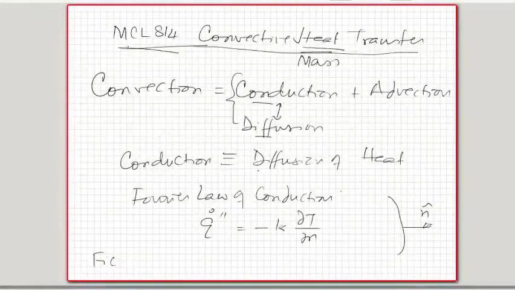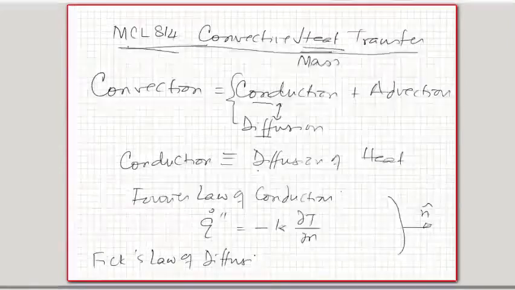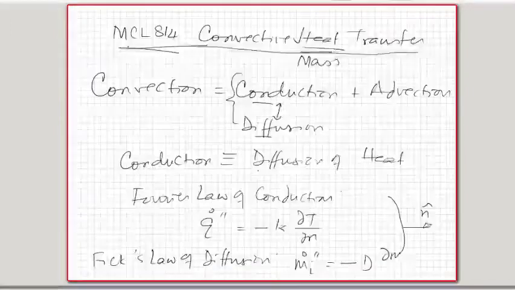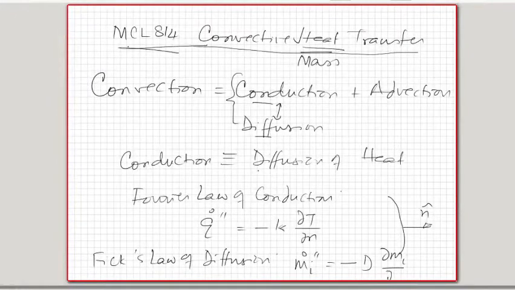Fick's law of diffusion is the equivalent of this for mass transfer, which says m_i double prime, where i is the species number, so it is species i, the mass flow rate per unit area, that is mass flux of species i, is going to be equal to minus D times del m_i by del n, where m_i is the mass concentration. We could actually write it as del rho_i, where rho_i is the mass of species i per unit volume, which is the partial density of species i.